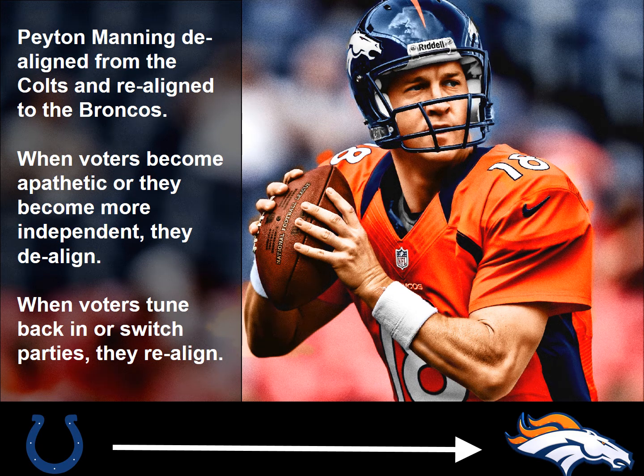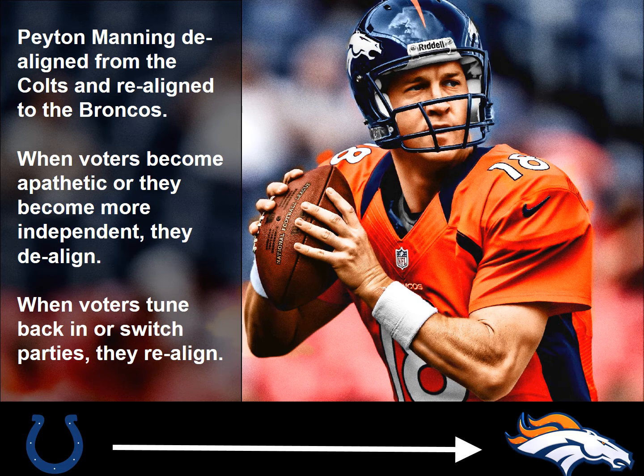The next section here is on party realignment. Party realignment is when the balance of power between a country's political parties changes greatly. So, for example, Peyton Manning de-aligned from the Colts and realigned with the Broncos. When he left the Colts, he de-aligned. When he joined the Broncos, he realigned.